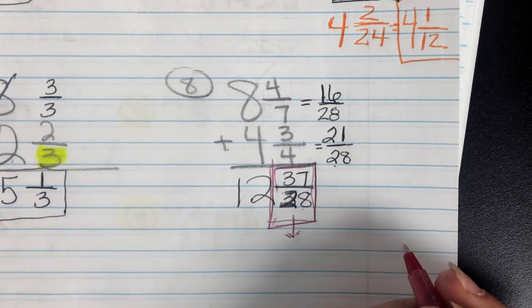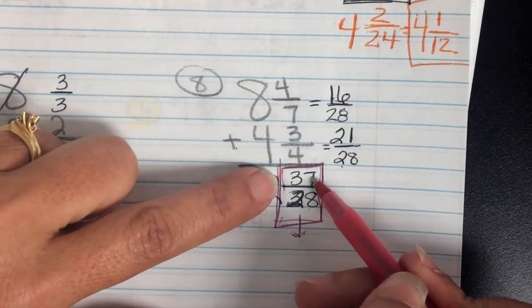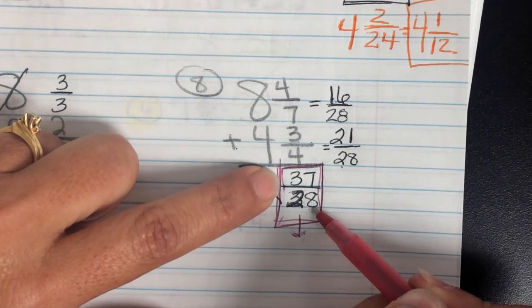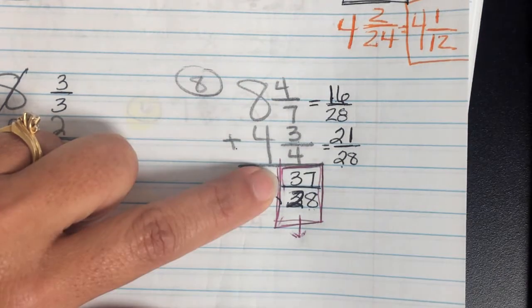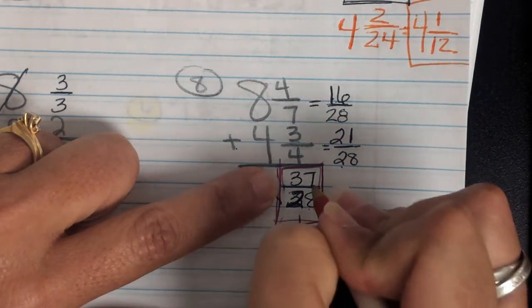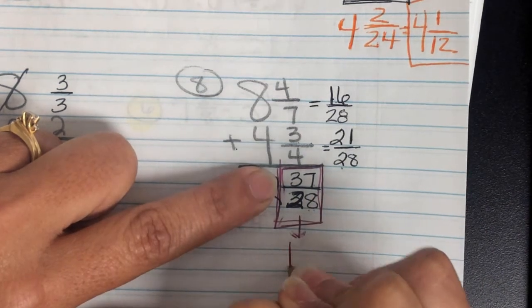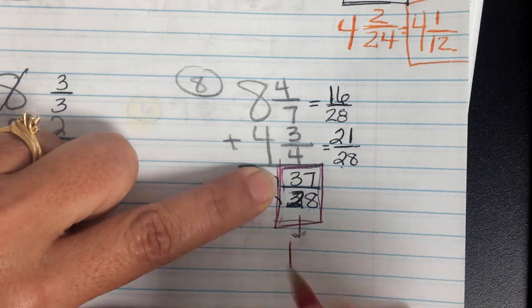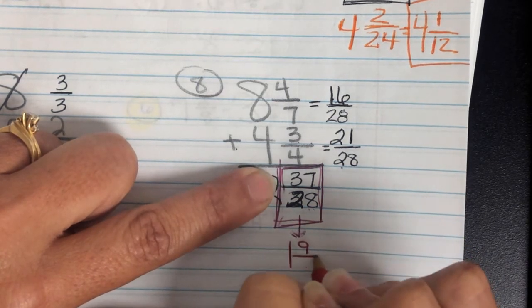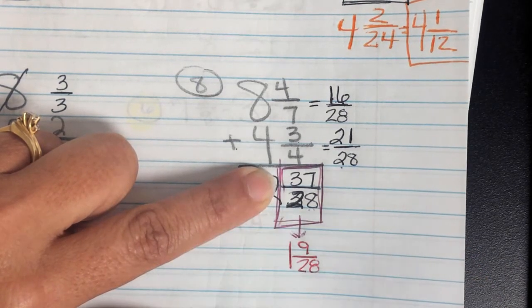Okay, so my top number is bigger than my bottom. So I've got to do the backwards check mark or divide it. How many 28s are in 37? 1. How many's left over? 9 over 28.